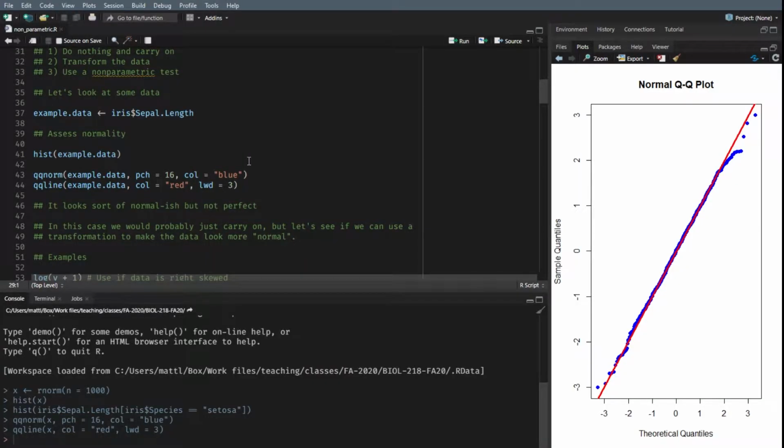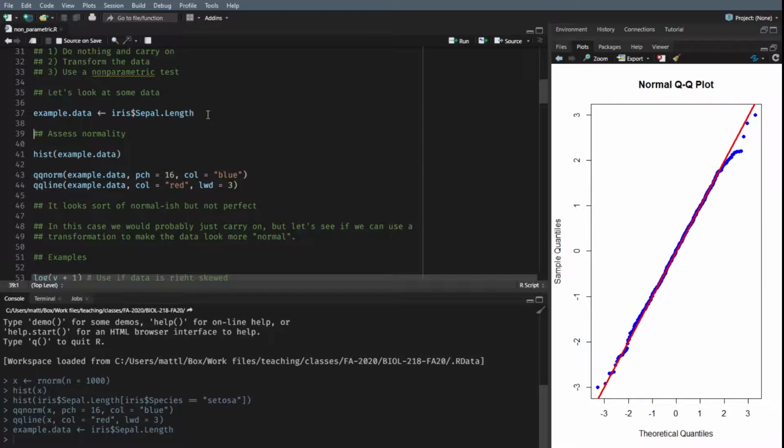So we just talked about the options that we have if the assumption of normality is violated. And so let's try out some of those options. So first off, we need some data. So let's look at all the observations of sepal length from the iris data. And we're going to call that example data. And these data are 150 observations of sepal lengths from 3 different species of iris. But here we don't really care about the difference in species.